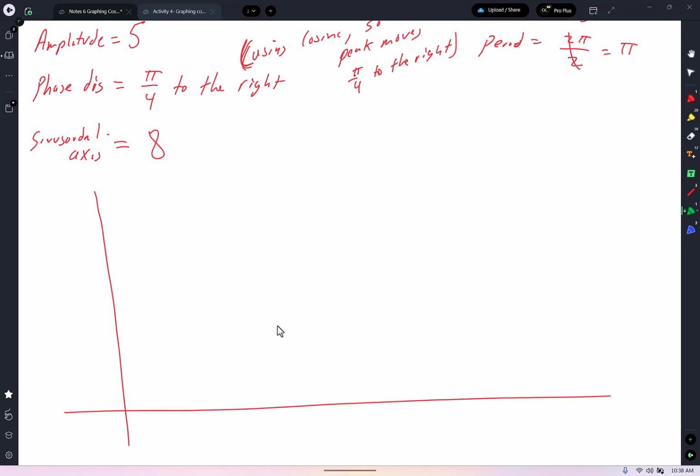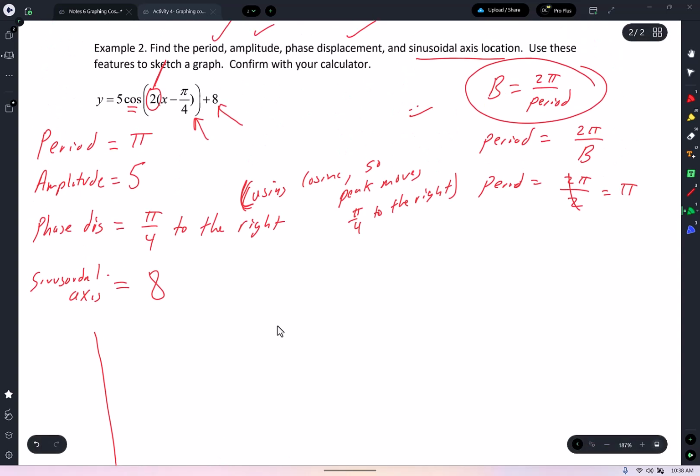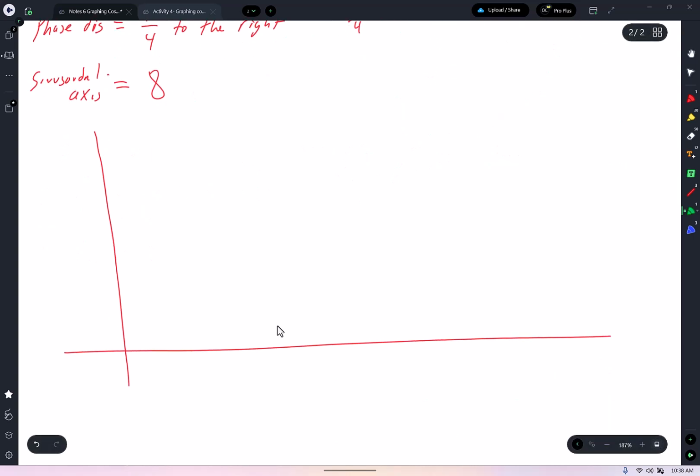Where is the midline? Yes, that's right. That's where I'm going. I see the midline is 8. I go 5 above. I go 5 below. I never go below the x-axis. Yeah, I know, you're getting ahead. That's fine. The midline is 8, and I'm going 5 above and 5 below. Where's my midline, guys? So go to 8. You can be anywhere. I'm going to say that 8 is right here. And go.